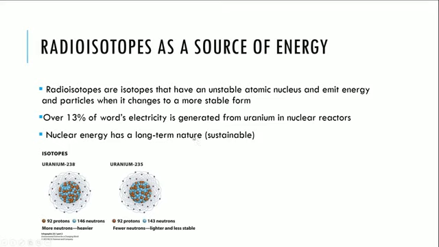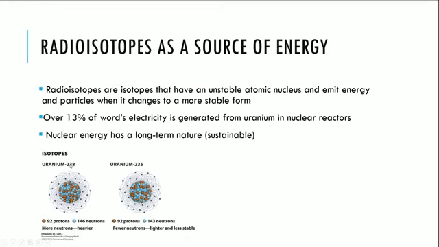So one last point about this topic is regarding radioisotopes and how they can be used as a source of energy. By definition, radioisotopes are isotopes, which of course are atoms that have the same proton number but different neutron number, that have an unstable atomic nucleus. And so they emit energy and particles as they change from the unstable nucleus to the more stable form. And over 13% of the world's electricity is actually generated from uranium in nuclear reactors. And nuclear energy derived this way actually has a fairly long-term nature and therefore is sustainable.